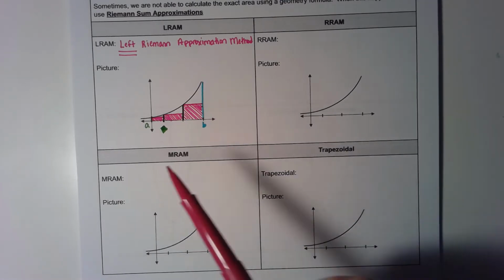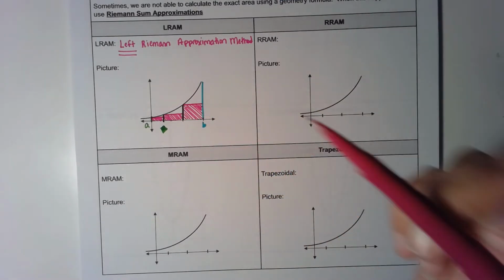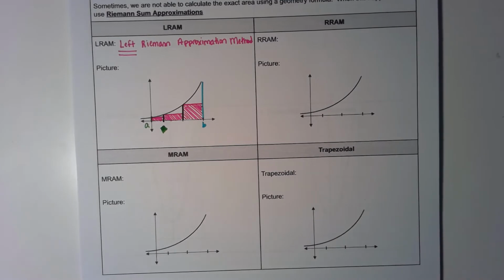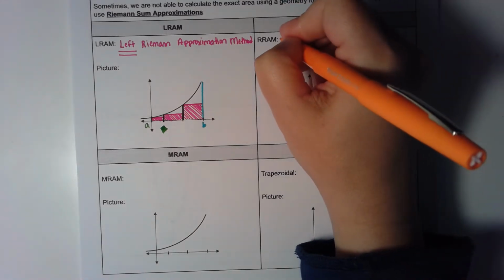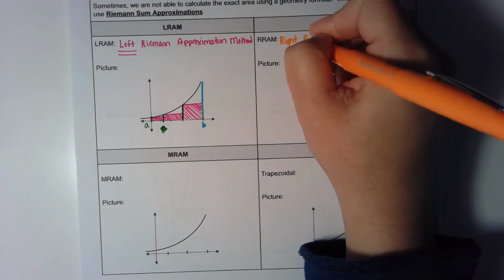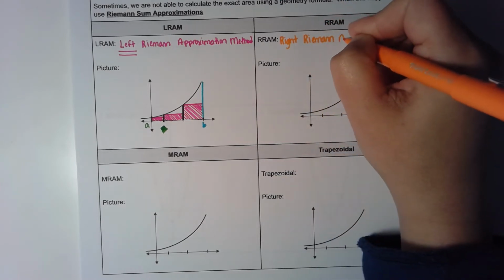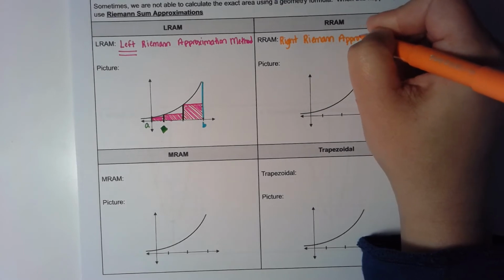And so you can see I've now found 3 rectangles that all consistently use the left edge of their interval to make their height. If I find the areas of those 3 rectangles, I'm going to get an approximation or an estimate of the total area. In this case, that's going to be a little bit smaller than the actual area because some portions are not included in our rectangles. But it's going to be what we call an estimate or an approximation. Now, RRAM stands for the right Riemann approximation method.